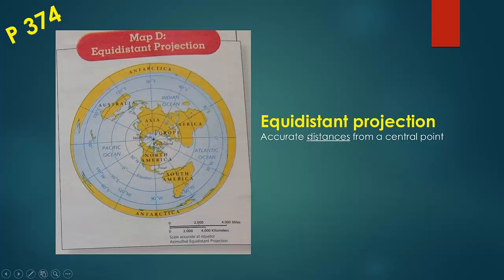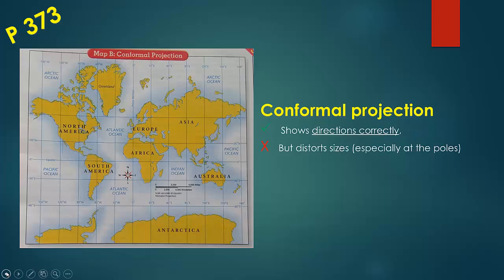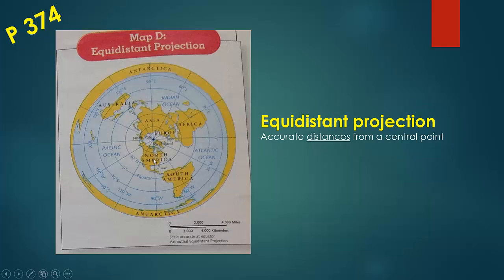An equidistant projection shows distances accurately from a central point. So if you're traveling from here to here, you can measure the distance exactly. Whereas here, for instance, you don't know exactly how far the distance is. This scale is only accurate at the equator, the middle, but it's not accurate here because this has been stretched. Whereas here, all these lines along here are accurate.